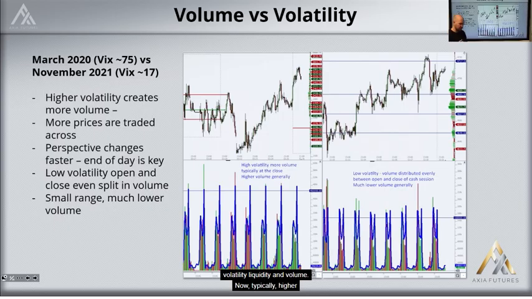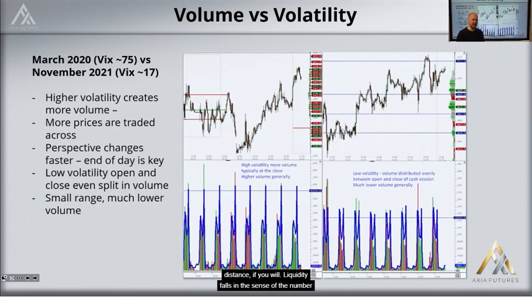Now, typically, higher volatility creates more volume. Often it's perceived slightly differently because volatility reduces liquidity. Now, this isn't necessarily always the case. What happens is that as volatility increases, the market can move through more prices. Volumes go up because to move through more prices, the market has to trade more. You have to put in more energy to move more distance, if you will.